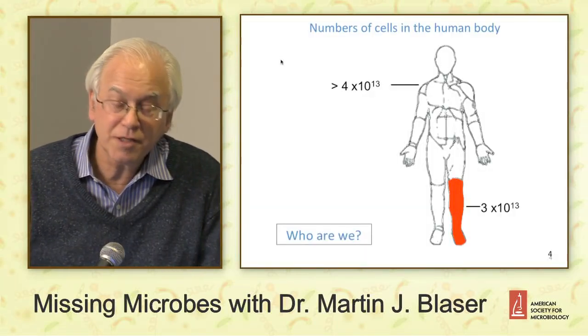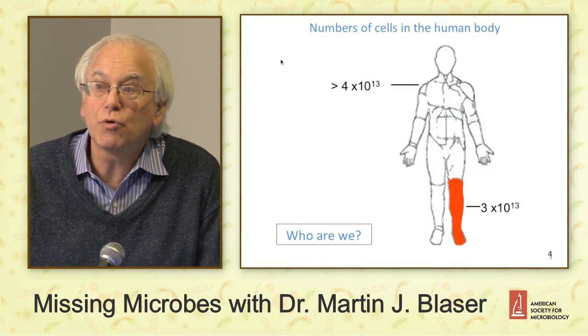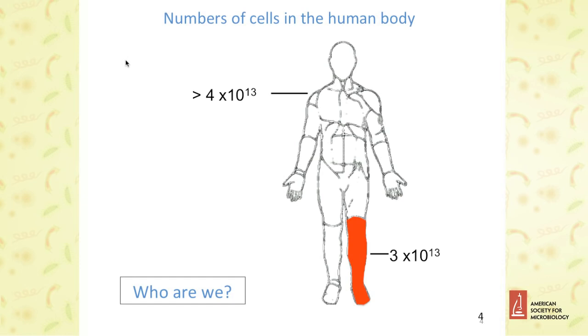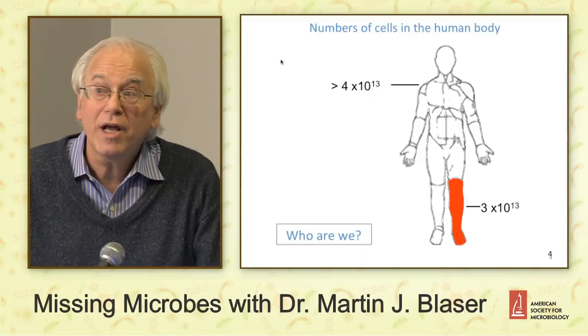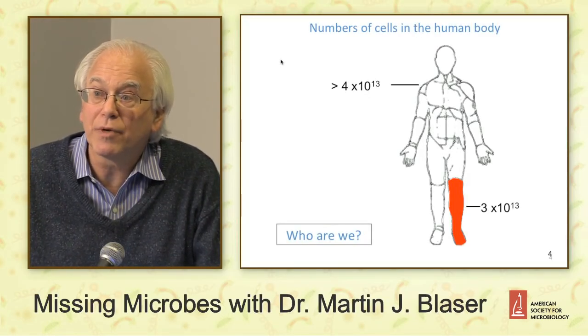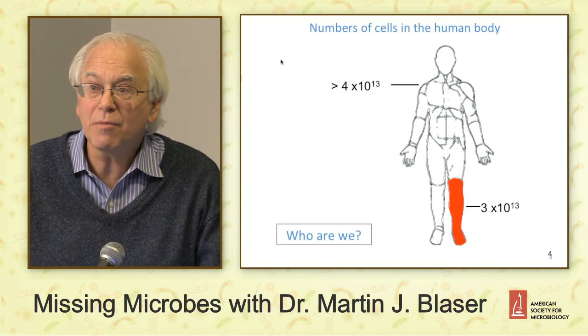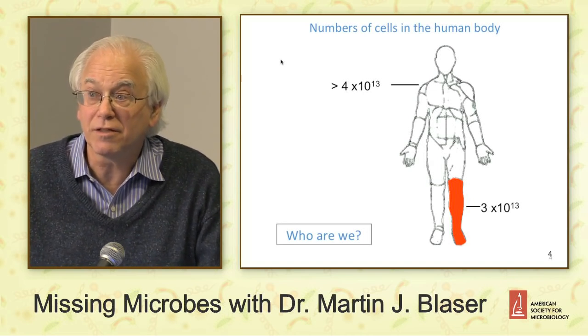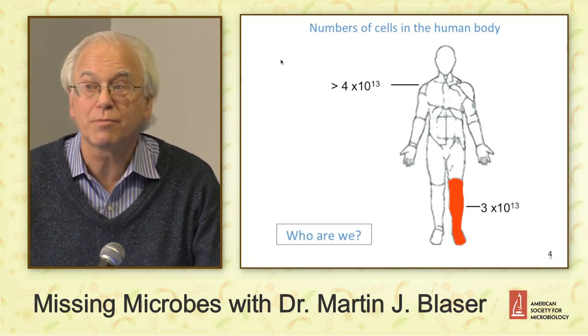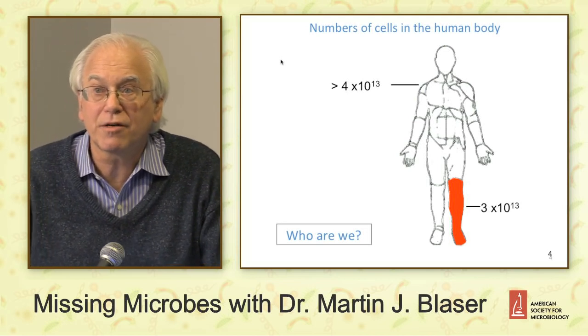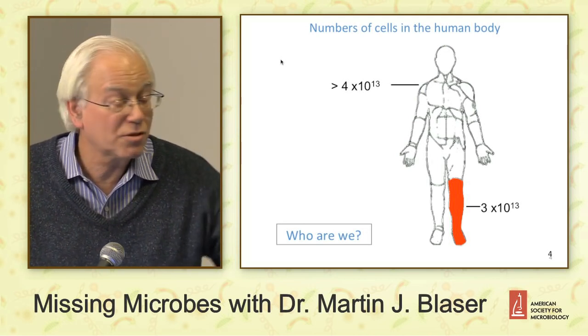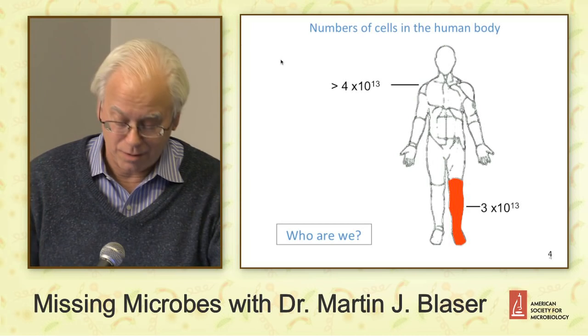Now here is a microbiologist's view of the human body. Human cells in red, microbial cells clear or in white. We have more bacterial cells in our body than we have human cells. The exact numbers are not entirely clear, but all the estimates mean that the bacteria outnumber us. It leads to this question: who are we?